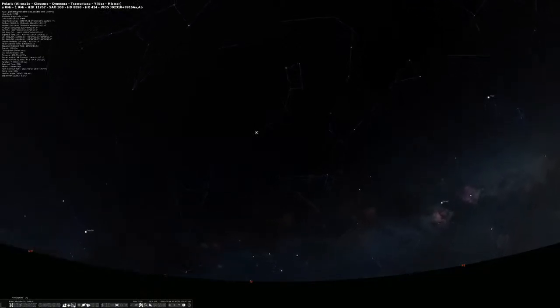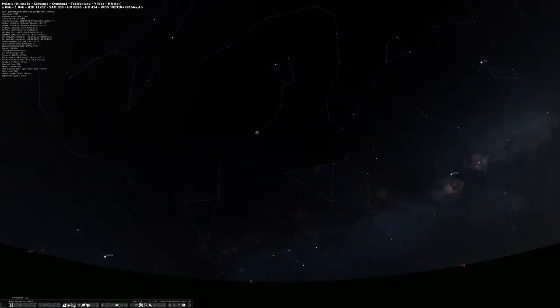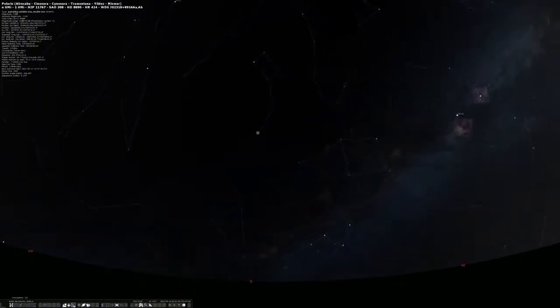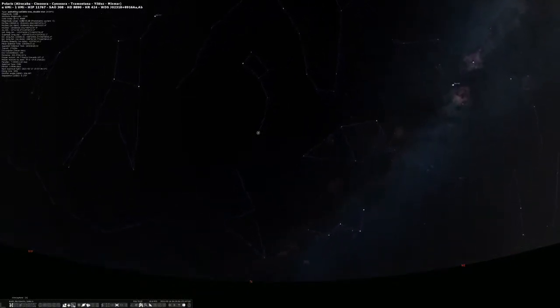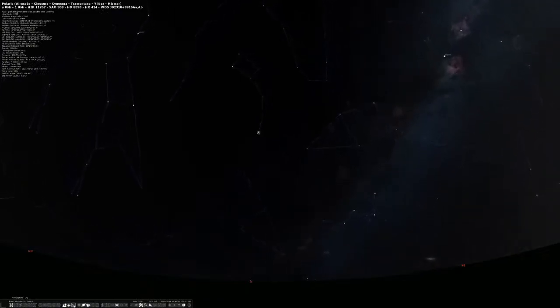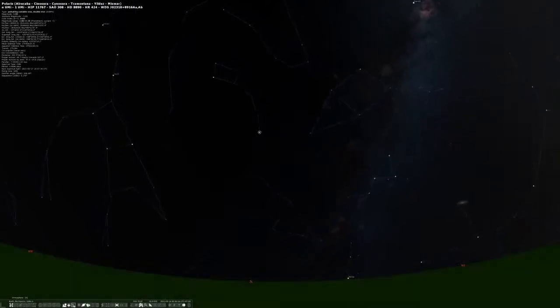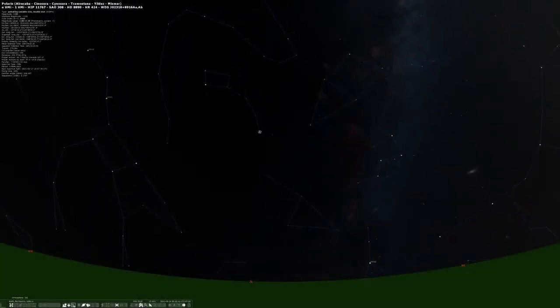Polaris is the tail star of Ursa Minor, the Little Bear, which, oddly enough, is just the Little Dipper. So the Big Dipper, not a constellation. It's an asterism. It's part of a bigger grouping of stars. But the Little Dipper is a constellation. Very confusing. I apologize.